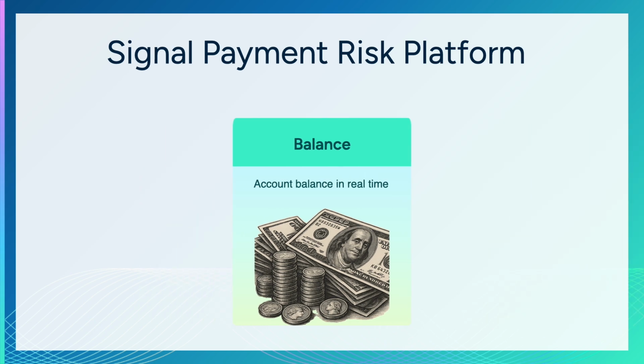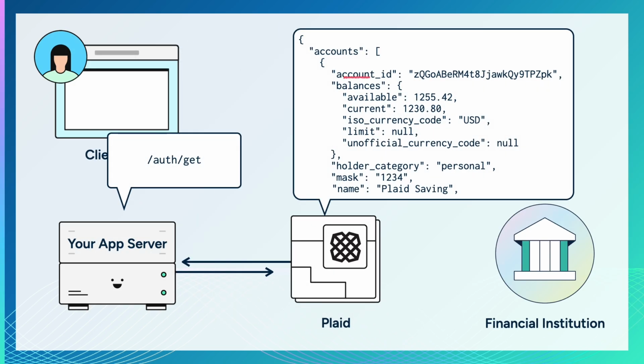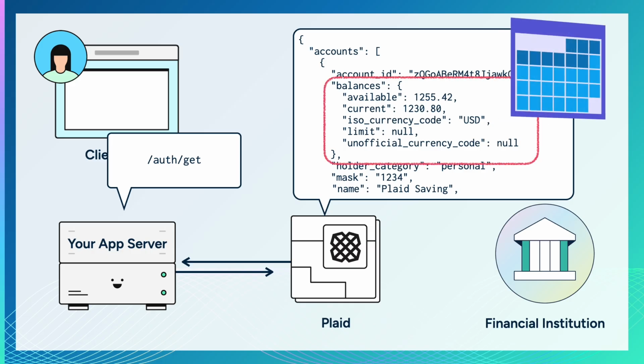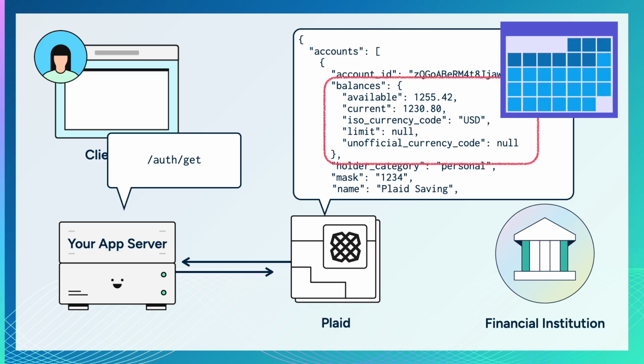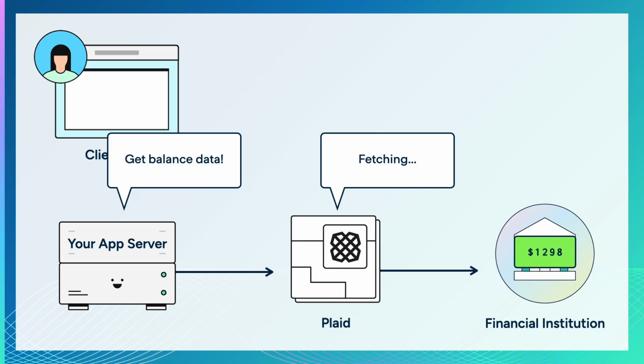Now you might be thinking, why do I even need Balance? Isn't that information already there when I call a product like AuthGet? The issue is these balance values are typically cached based on the last time Plaid requested data from the bank, which could be anywhere from a few hours to a few months ago depending on the product. With Balance, we're going out and fetching fresh balance data every time you call the product.